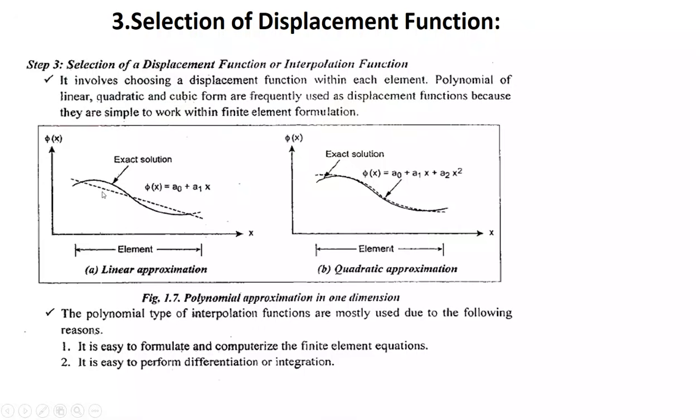So the solution will be away from the true value. The dotted line is the true value, and the curve is the final solution. So that will be away from the true value.